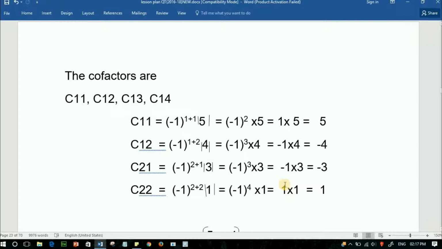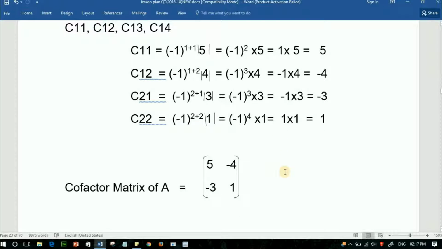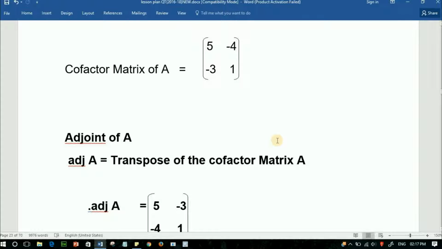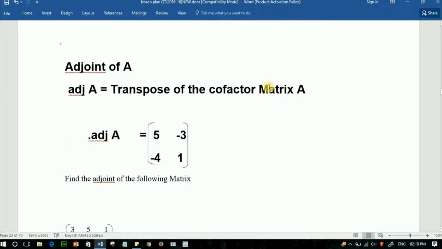Similarly, you can find out C21 and C22. Then we can write the cofactor matrix of A, that is [5, minus 4; minus 3, 1]. Then we are going to find out the adjoint of A. Adjoint of A is equal to the transpose of the cofactor matrix of A. You know what is transpose? That is interchanging rows and columns of the matrix. That is equal to 5, minus 3 in the first row and minus 4, 1 in the second row.